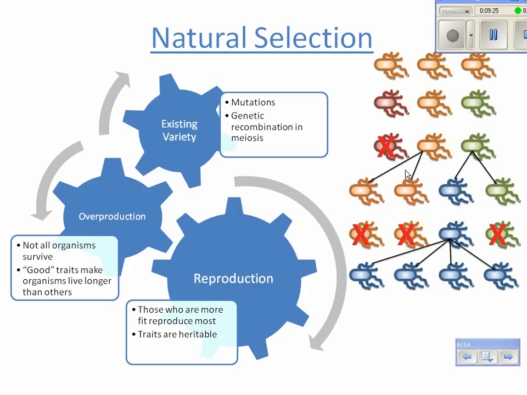So here's a good example of that. You look at whatever these are, bacteria or something, you start with a population that has variety. Obviously, the red is not a good trait to have, so it dies. So just the orange and the green move on. So they have babies, and this appears to be just because of regular genetic recombination.